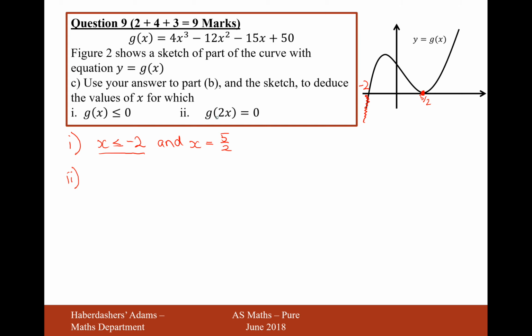Moving on to part II, g of 2x that will equal 0. So if we think about squishing the graph in by a factor of 2, it's going to be when x equals minus 1, that will be the point of equaling 0, and 5 over 4 will also be a point where, if we think of this as a graph transformation, then it's going to be squishing it inwards by a factor of a half. So minus 2 will go to minus 1, and 5 over 2 will go to 5 over 4. So these will be the points where the function will equal 0.